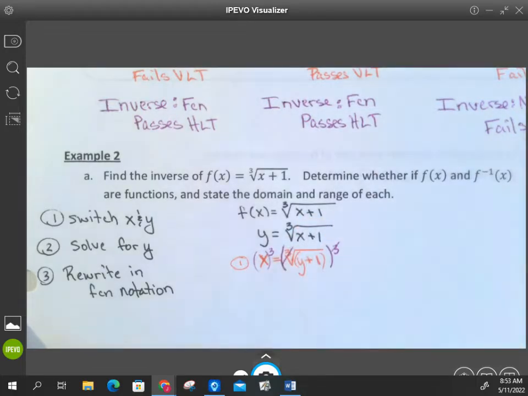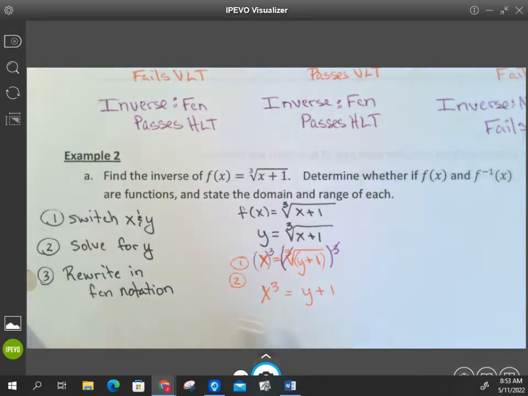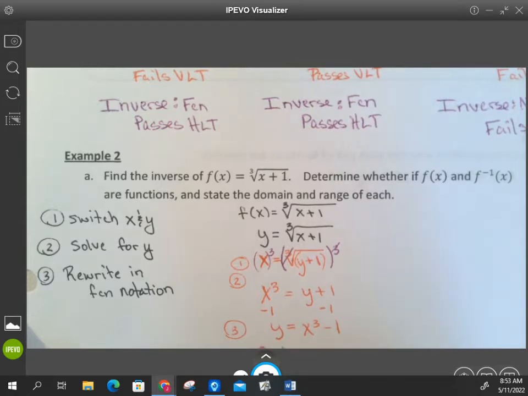So my cube and cube root cancel. What's nice about this is I don't have to multiply it out a bunch of times. It's just x to the third equals y plus 1. So I'm really working on step 2 at this point where I'm solving for y. And to get y by itself, I would do what? Subtract 1. So step 3, rewrite in function notation. Well, I do have y equals x to the third minus 1. So in function notation, it'd be f to the negative 1 of x equals x to the third minus 1.